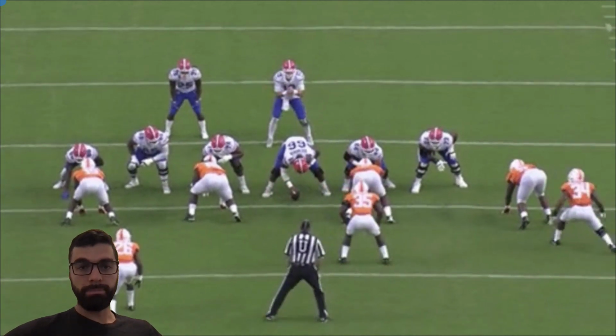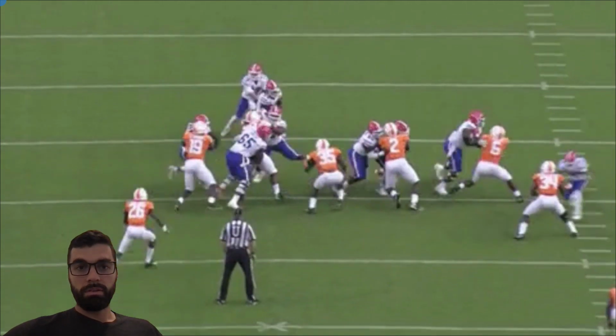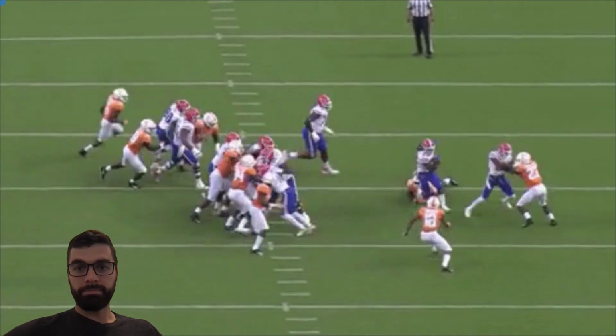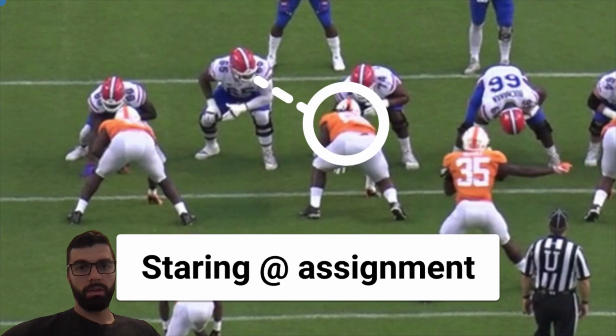So here's the clip, and then the play. All right, great. So we saw the clip, we saw the play. Now let's start extracting some of those tendencies and some of those pre-snap tells.